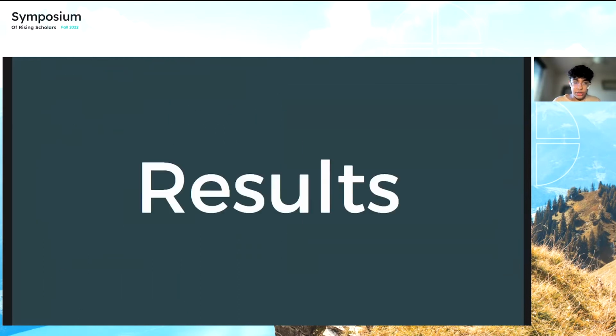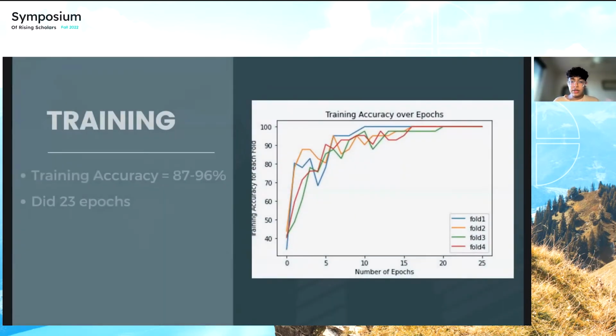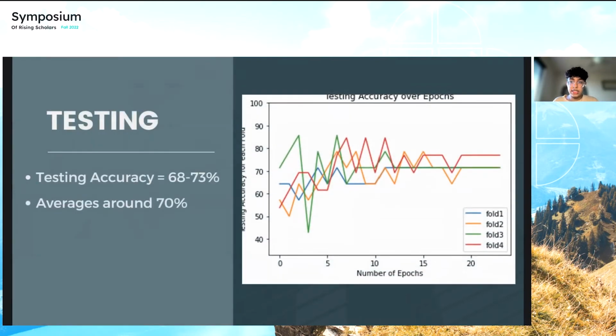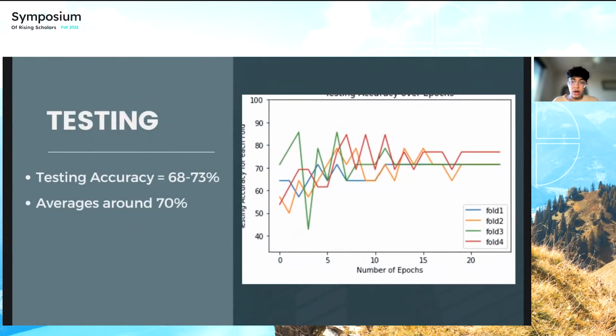So onto the results. Here's how the k-fold training process went over 23 epochs, or 23 passes of the training data set through the algorithm. As you can see, our training does very well and stays between 87 to 96% and averages at 91.5%. Moving on, this is how our testing data performed. Our testing accuracies average around 70%, which means there is a definite correlation between activity data and machine learning, which allows the model to accurately predict it.